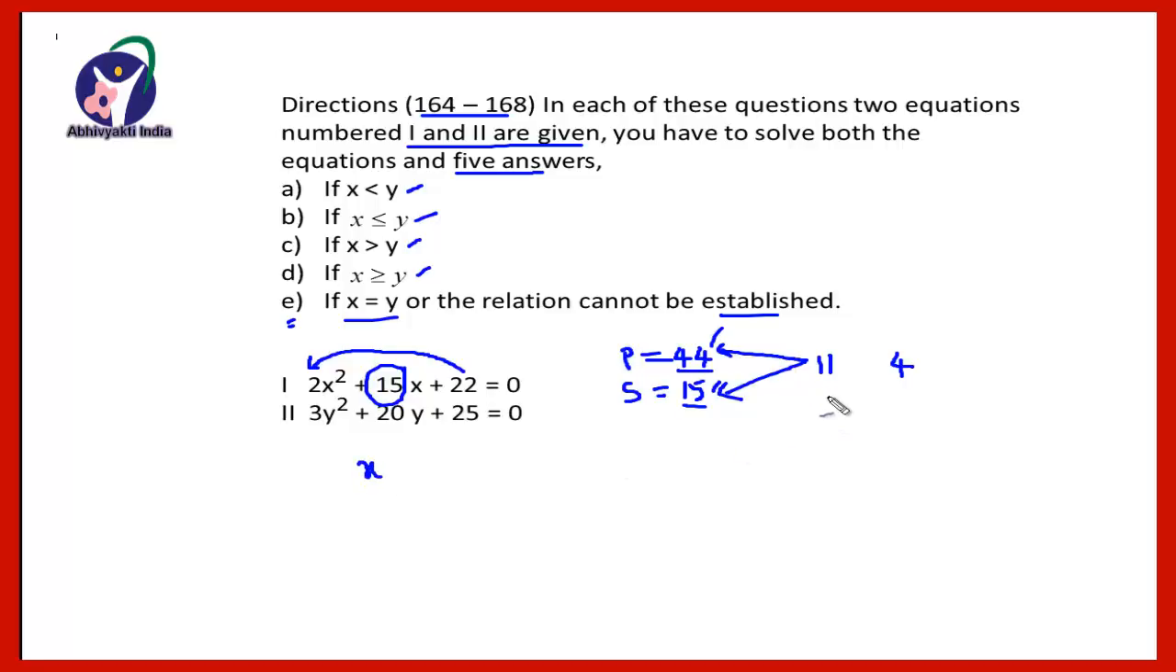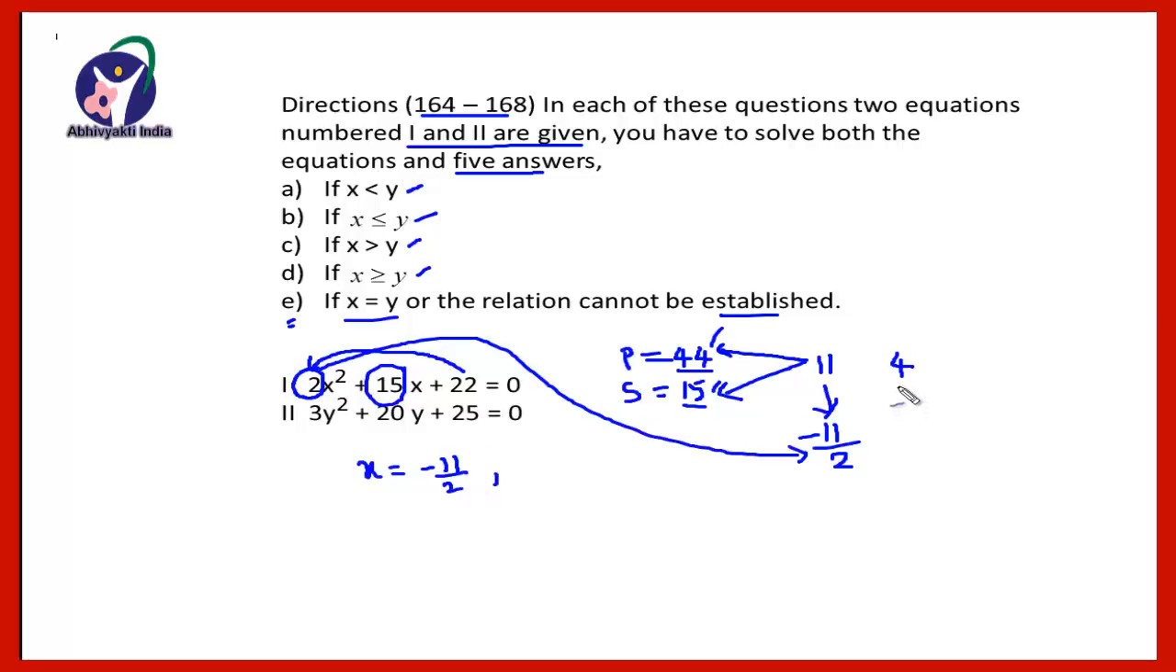So what you will do, just change the sign of this number. It will be minus 11. Then divide this by the coefficient of x square. Here in this case it is 2. So divide by 2. So it will be minus 11 by 2. So the value of x will be minus 11 by 2.